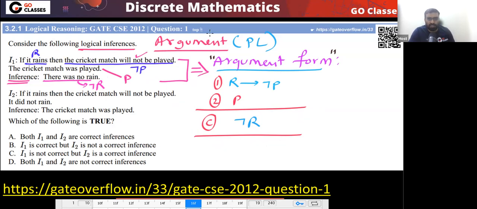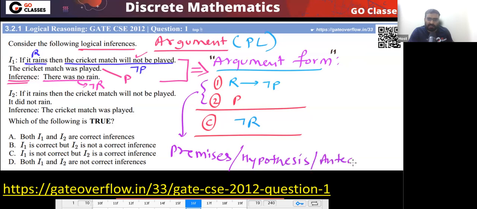Now let's solve this question. What is the best way to solve this question? Whenever you have an argument related question, what is the best way? I told you the best way: make the conclusion false, and then try to make all the premises true. These are called the premises, or you can call them hypotheses, or antecedents.